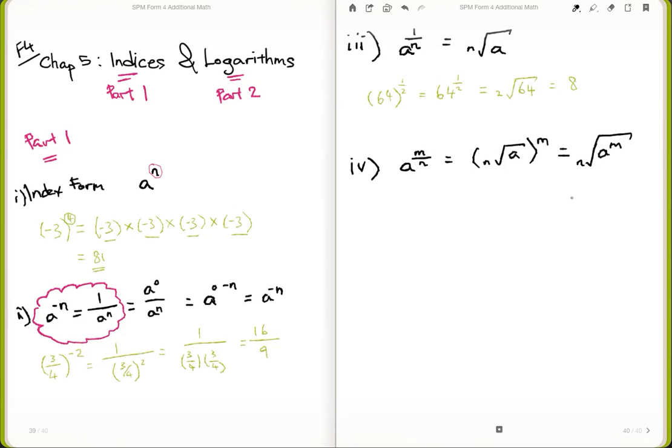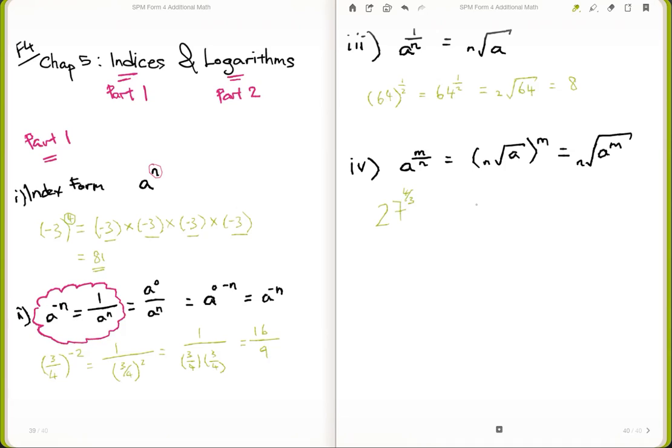Okay, I'll give you an example. The first part of indices in chapter 5 is rather simple. It says I have 27 to the power of 4 over 3. You thought it's 27 power 4 over 3, okay?